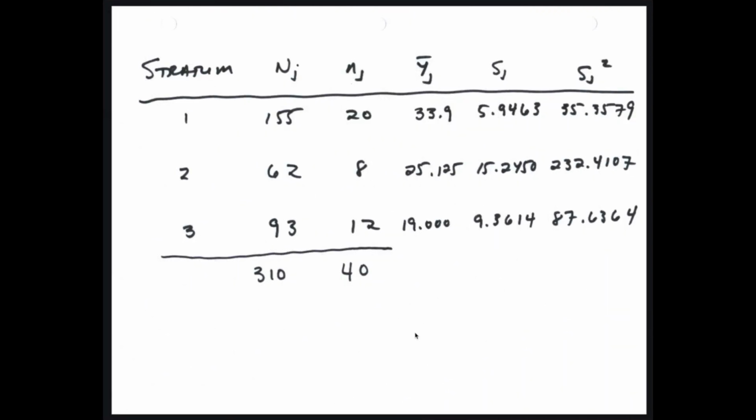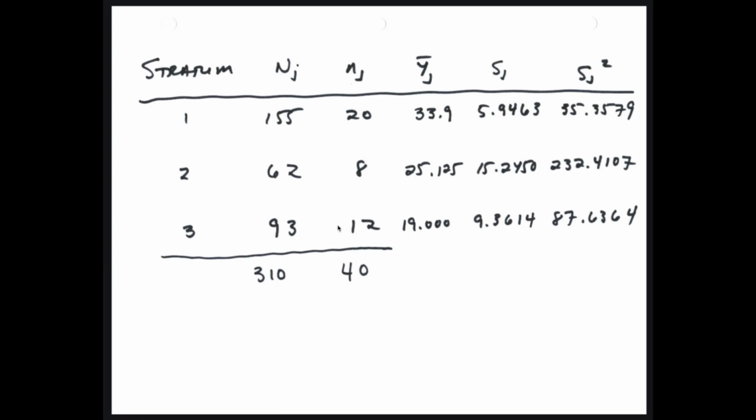Okay, so here we have summary statistics for the three strata. We have the stratum sizes here. These would not be considered statistics; these are actual stratum values. So we have 150 households in stratum 1, which is Town A, 62 households in stratum 2, which is Town B, and 93 households in the rural area, or stratum 3. We have a simple random sample of size 20 from stratum 1, a simple random sample of size 8 from stratum 2, and a simple random sample of size 12 from stratum 3.